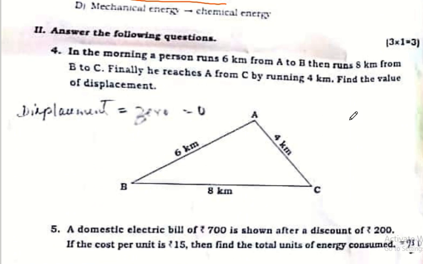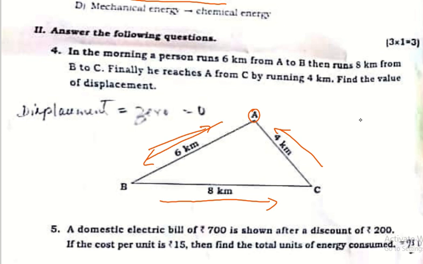In a morning, a person runs 6 kilometers from A to B. So he travels from A to B and then runs 8 kilometers from B to C. Finally he reaches A from C by running 4 kilometers. He starts from here and also reaches A. Find the value of displacement.